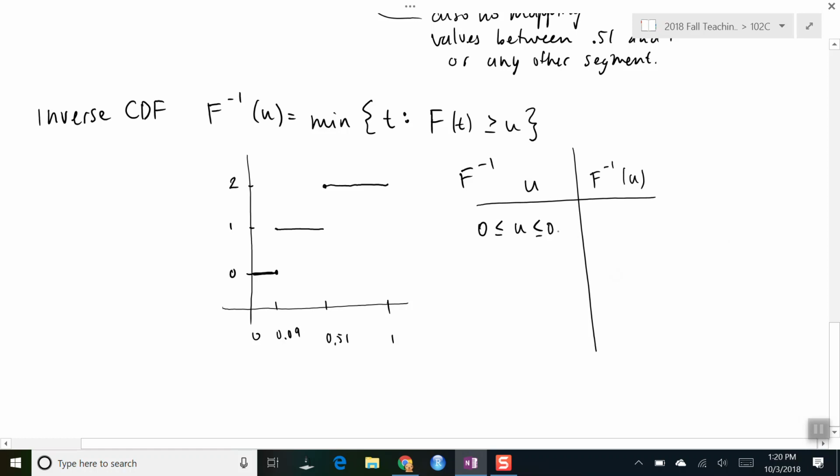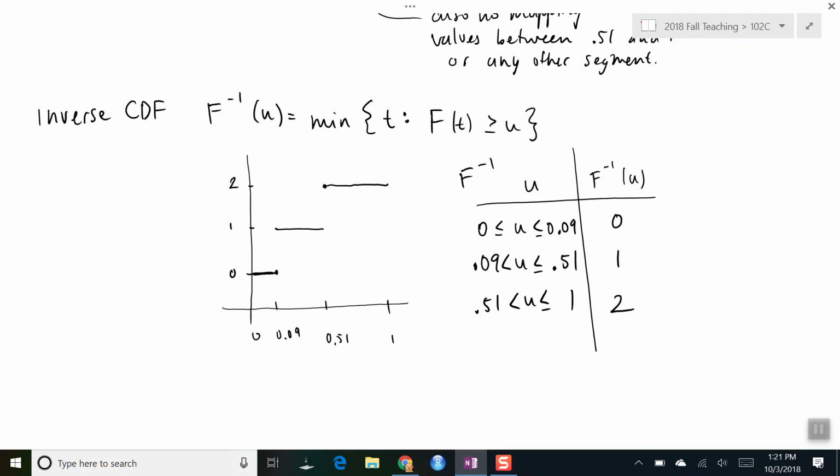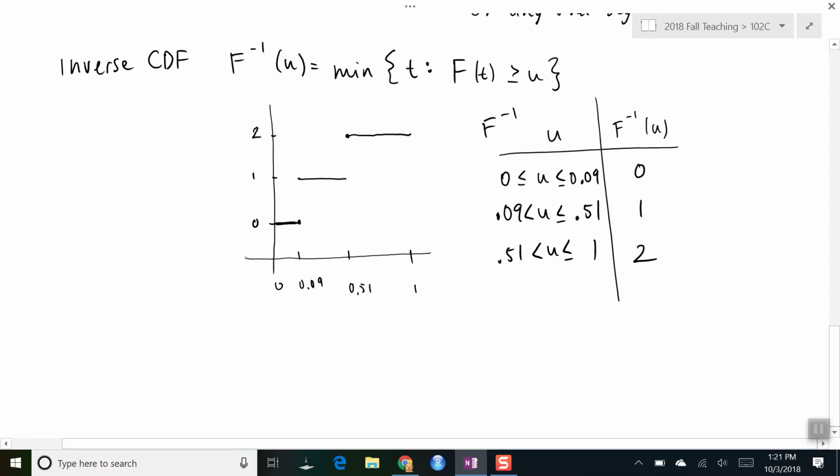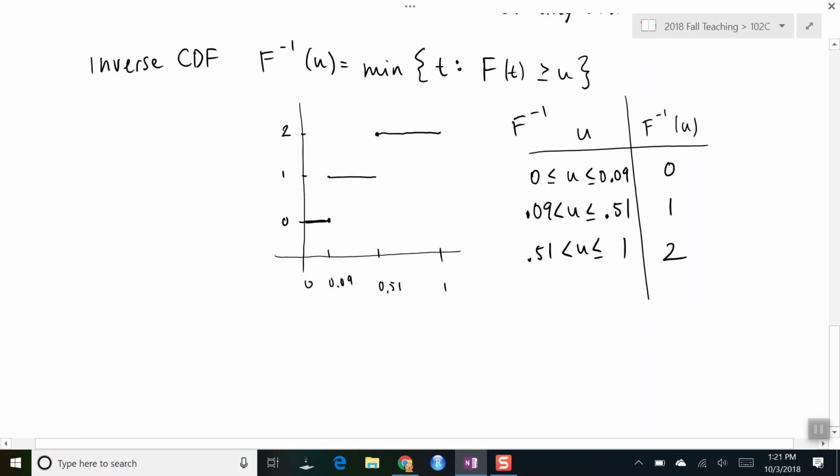So here our inverse CDF will produce this. So anything between 0 and 0.09, and then 0.09 less than u less than or equal to 0.51, will get mapped to 0, 1, and 2.